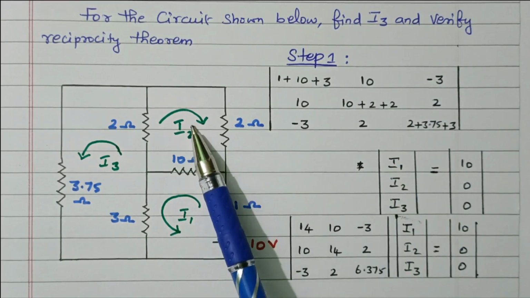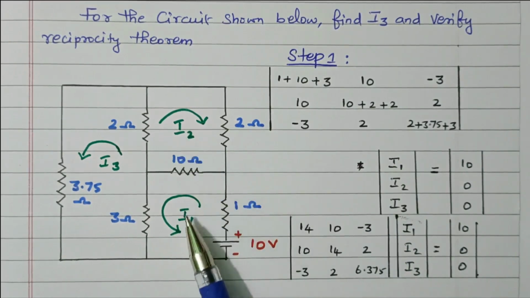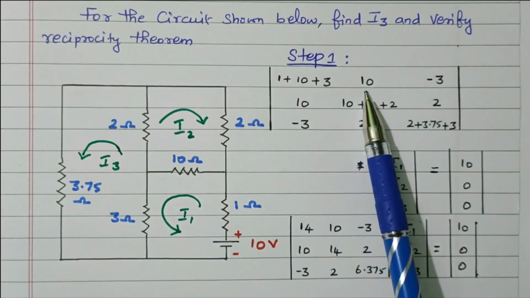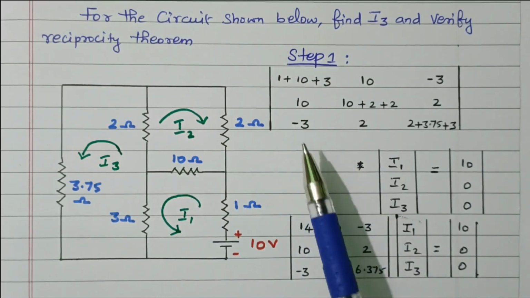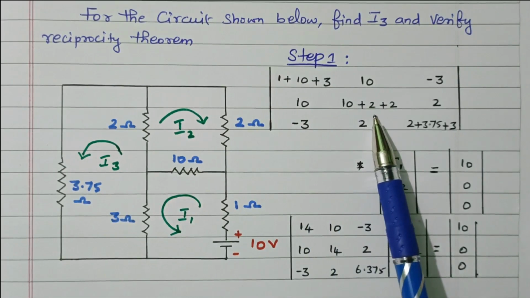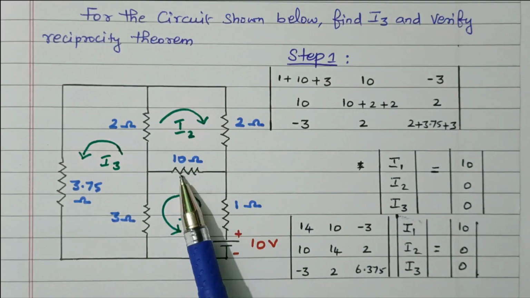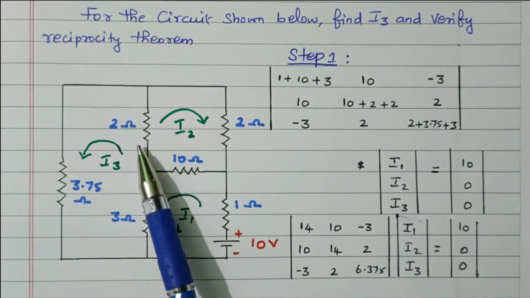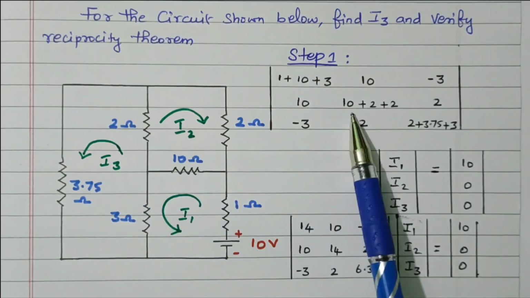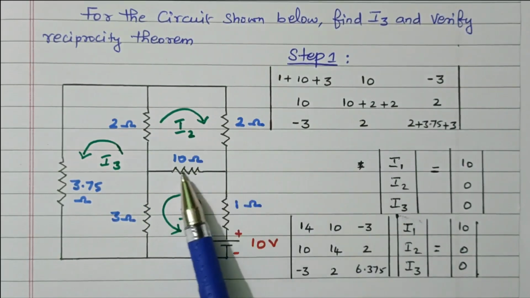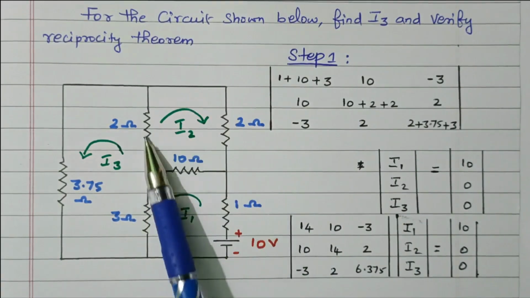R21 means the resistor commonly available between the second and first loop, that is the same thing, 10. This is R12, this is R21, so 10 ohm. What is this? This is R22, the total resistance available in the second loop. What are the resistors available? This 10 ohm, 2 ohm and 2 ohm. So 10 plus 2 plus 2, right? R22 is nothing but the total resistance available in the second loop.